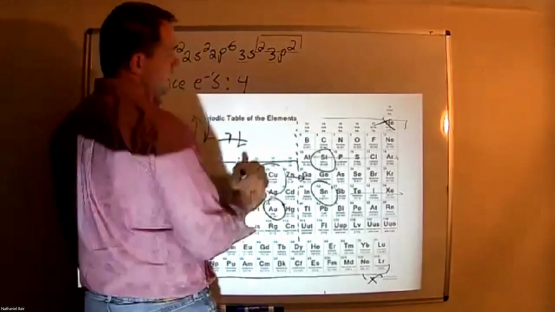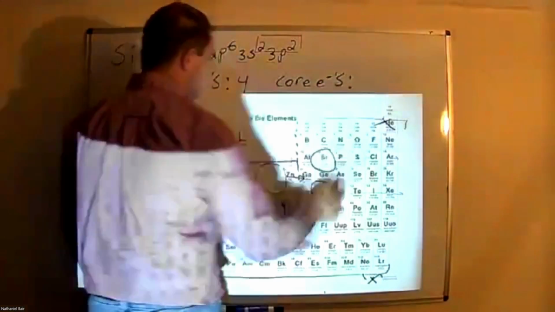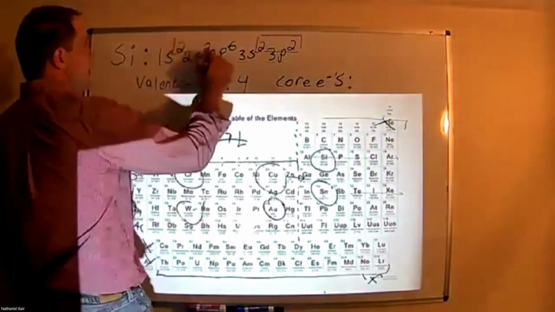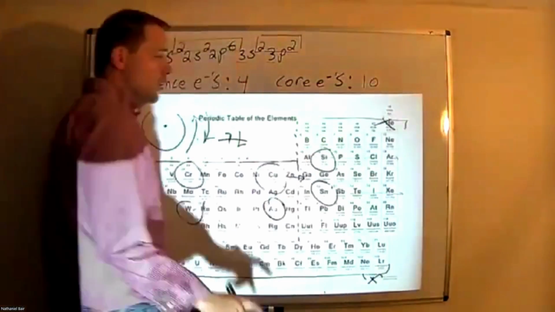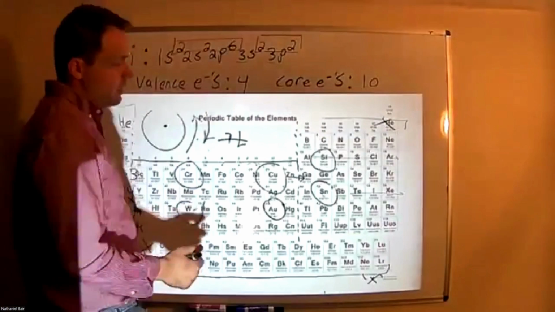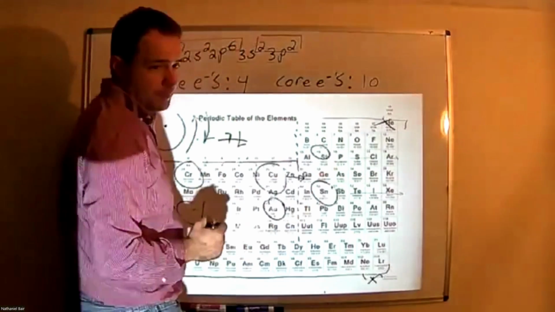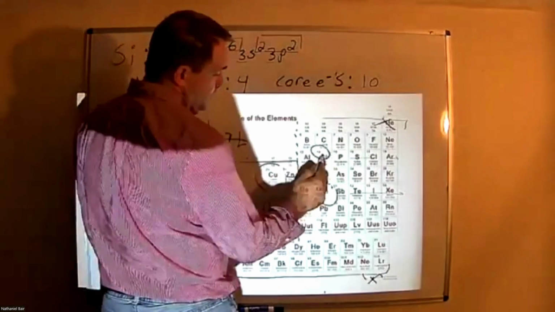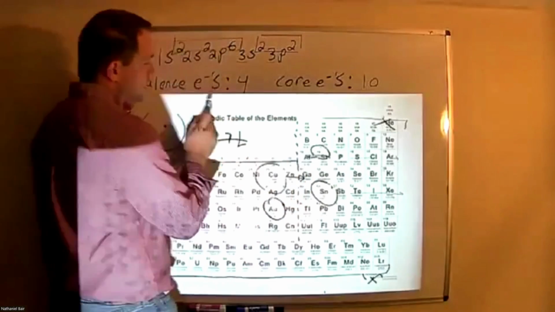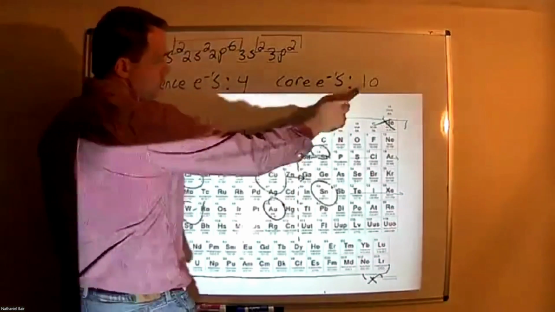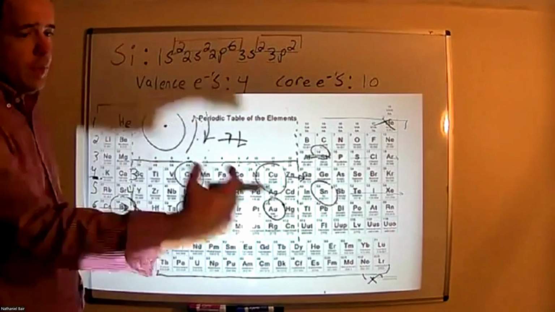Now, core electrons. I'm going to show you 2 strategies. You could add up everything that's left. That's 10. Or you could look at the atomic number of silicon, atomic number 14. So it's got 14 total electrons when it's neutral. Do 14 minus the 4 valence, there's your 10 core. So that's another strategy for getting the core electrons.